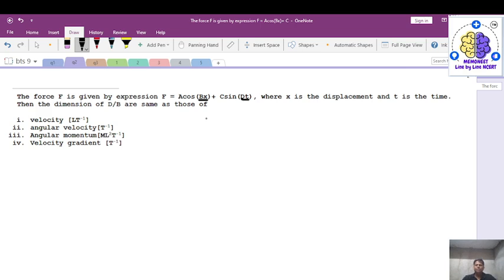That means the dimension of B is equal to the dimension of x inverse. Then only B into x will become dimensionless. Similarly, the dimension of D will be equal to the inverse of the dimension of t.